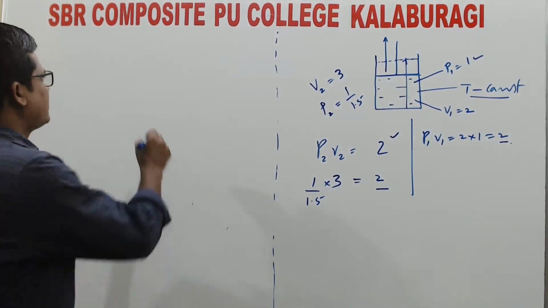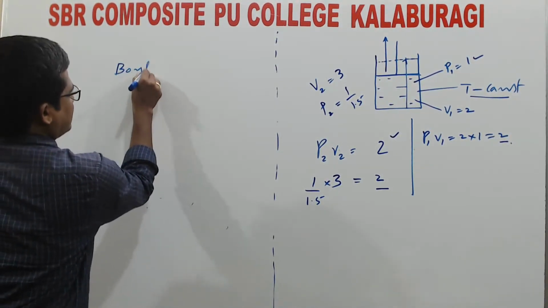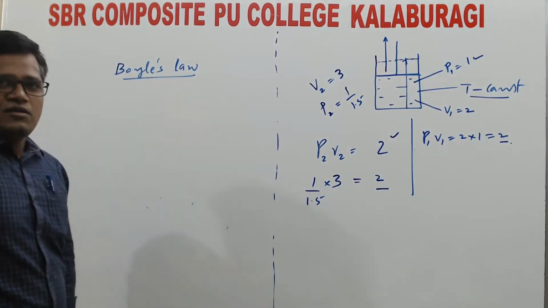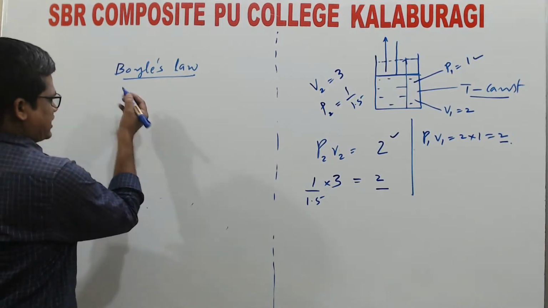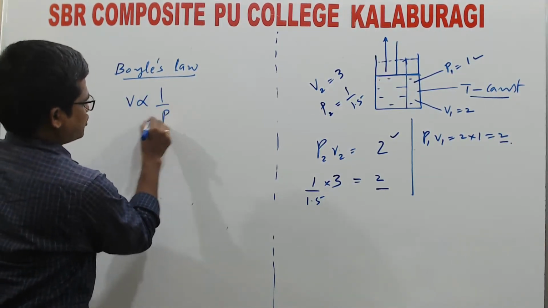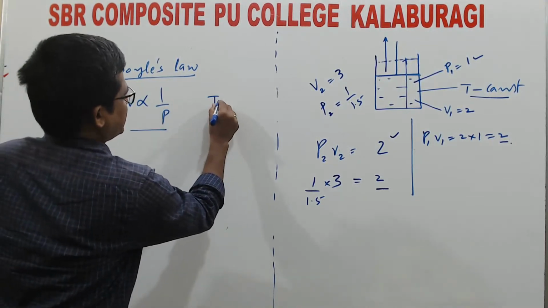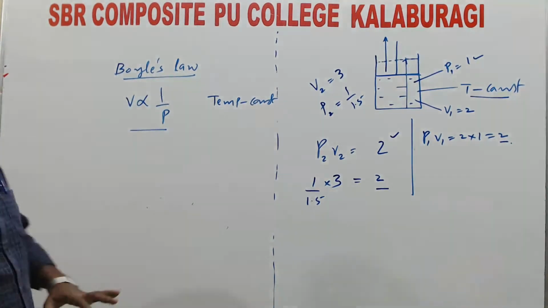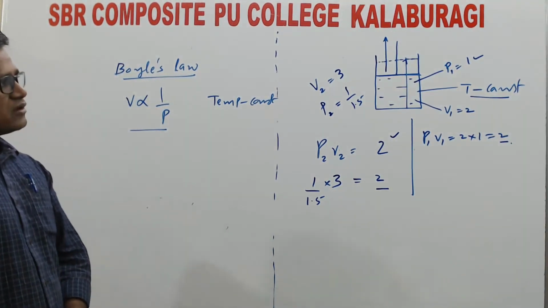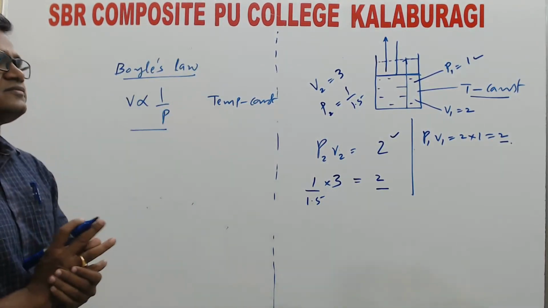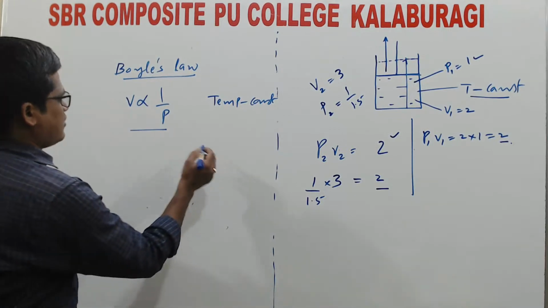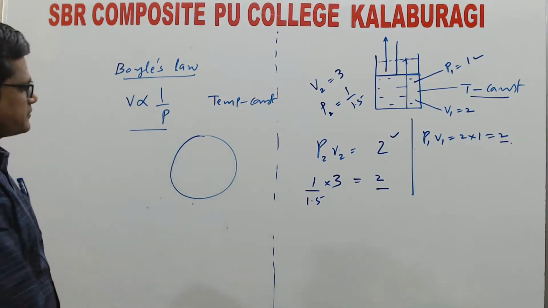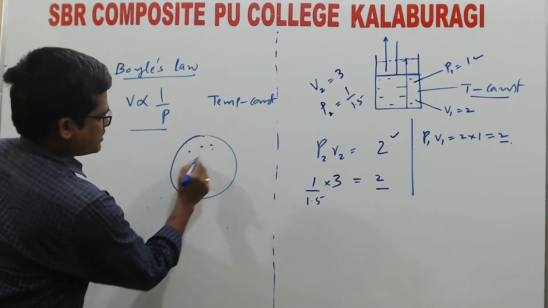So, Boyle's law. Pressure is inversely, you can take it vice versa, volume is inversely proportional to pressure, keeping the temperature constant. What is its meaning? Suppose you have one container, and here we have got some gas.